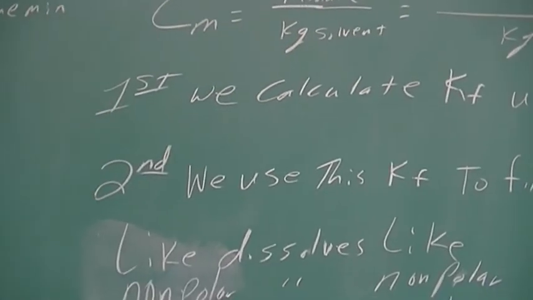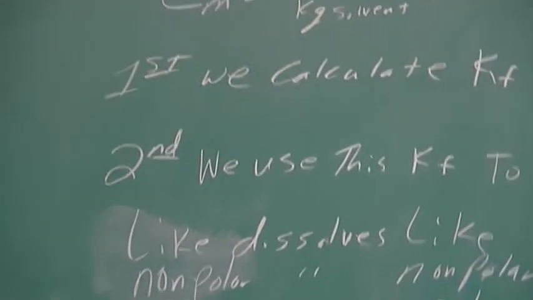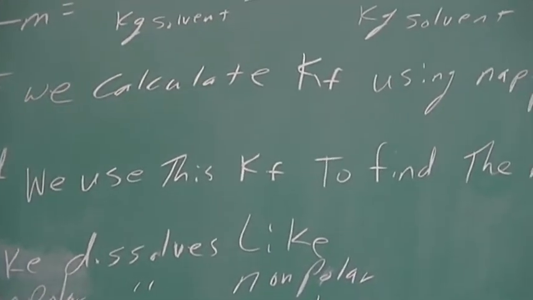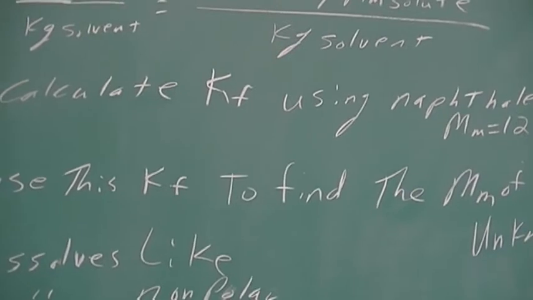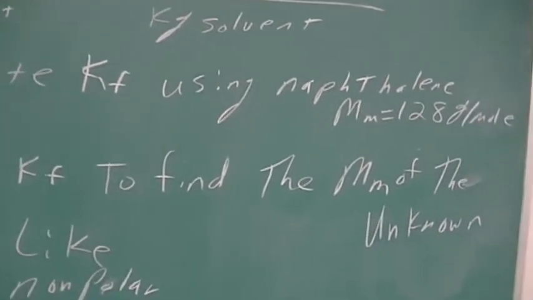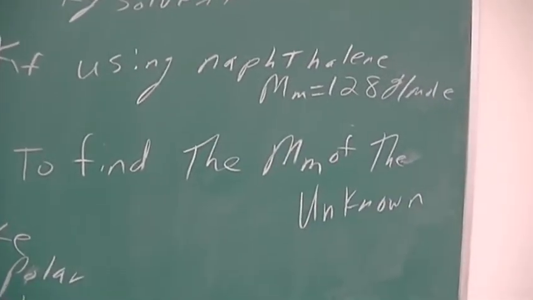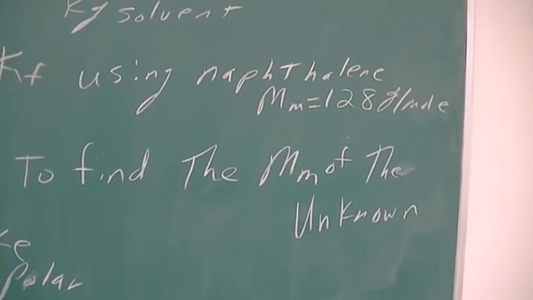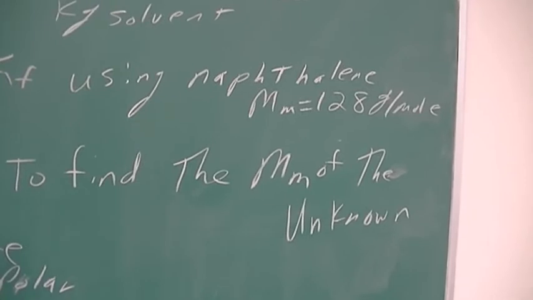In the second freezing that we're going to do, we're going to use the Kf that we found by freezing the naphthalene solution to find the molar mass of an unknown. Now this unknown is soluble in cyclohexane, which means it's a nonpolar organic molecule.